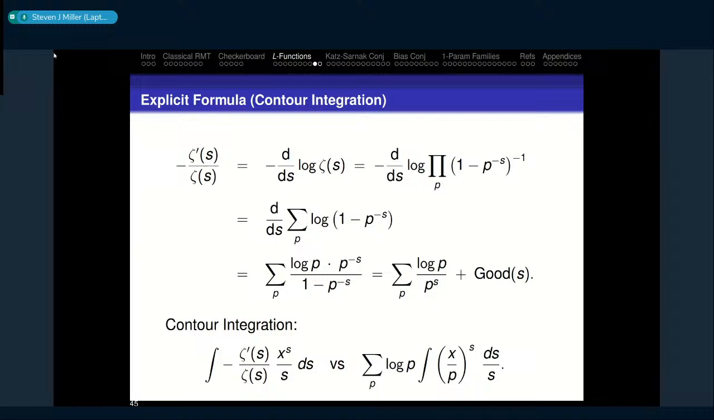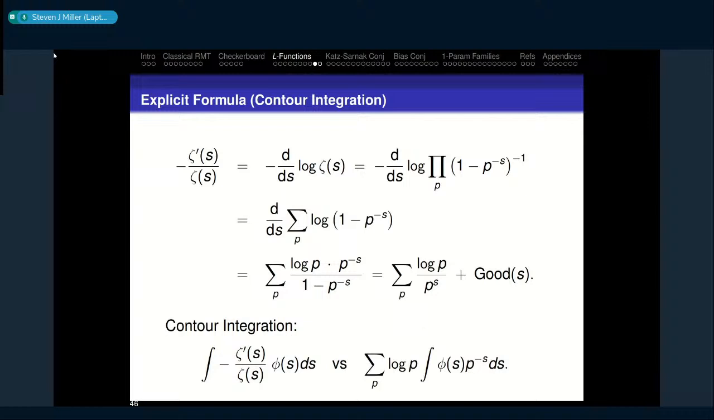And so instead of just integrating zeta prime over zeta, we could hit it by x to the s over s, and this is how you would prove the prime number theorem. But of course, we don't have to hit it by x to the s over s. We could hit it by some more general test function phi. And this is playing the role of the neutron from nuclear physics, and I'll talk more about that later.